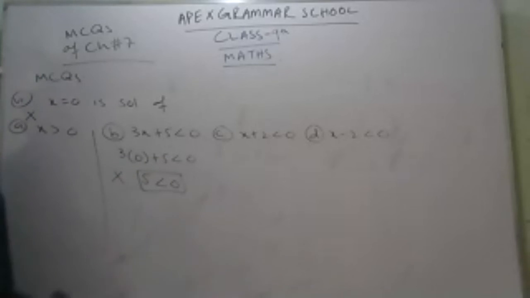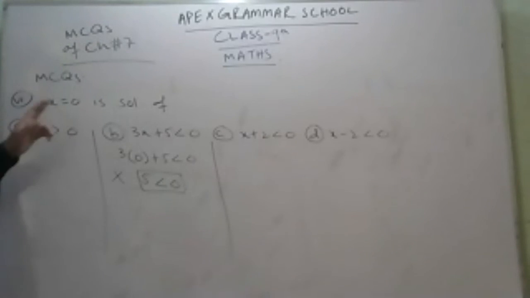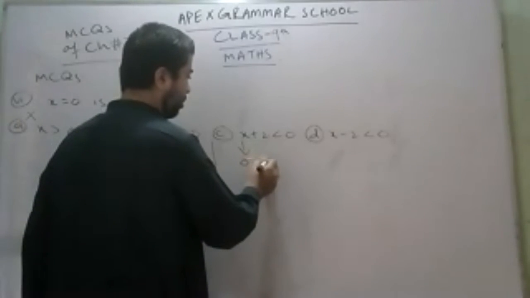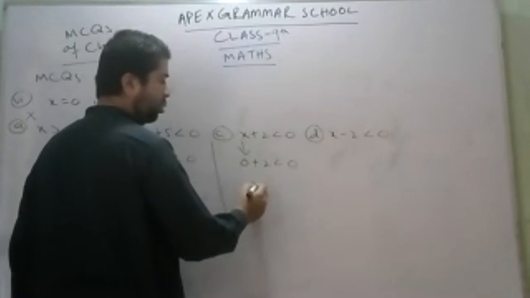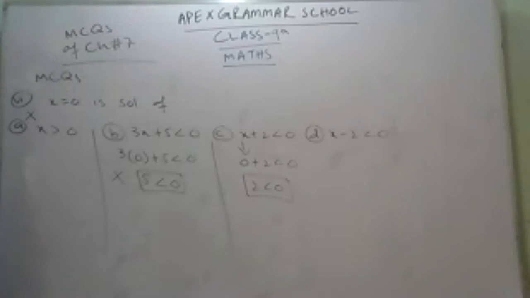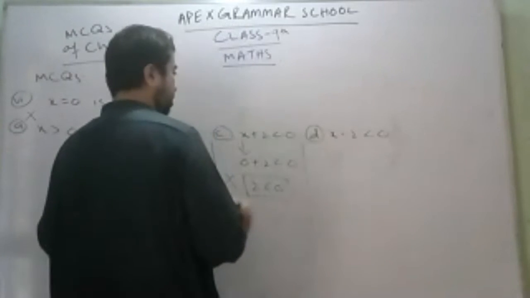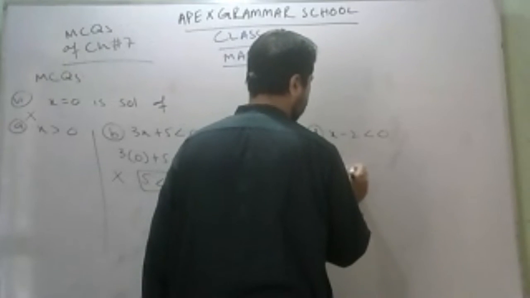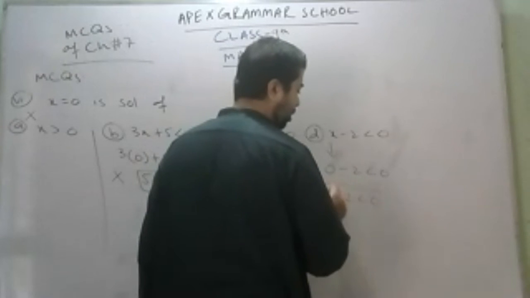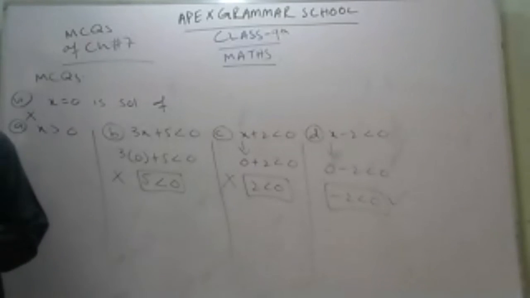So this option is again incorrect. After putting x equal to 0 in option C, 0 plus 2 less than 0, is 2 less than 0? Again incorrect. And the last, just put x as 0 here, 0 minus 2 is minus 2. Is minus 2 less than 0? Yes, positively. Minus 2 is less than 0.